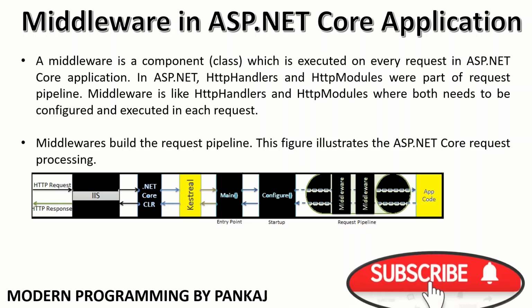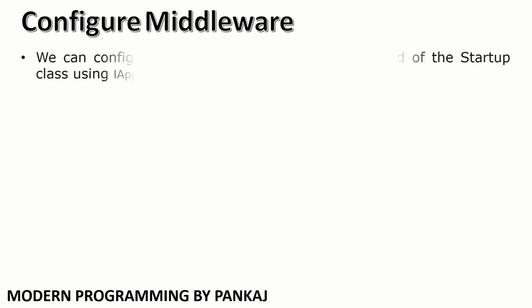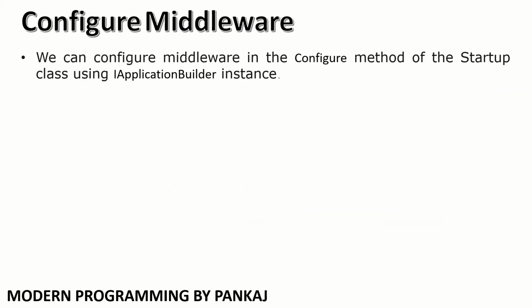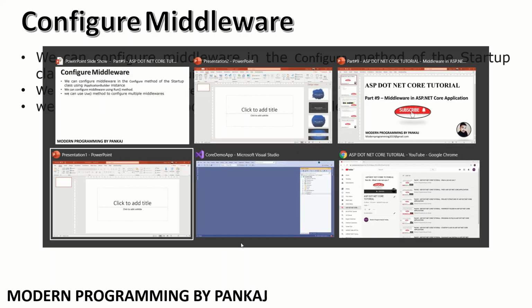Now if you want to configure middleware in your application, how can you do that? We can configure middleware in the configure method of the startup class using the IApplicationBuilder instance. We can use the run method to configure middleware. Suppose you want to have multiple middlewares, you can use another method to configure them. So let's flip to Visual Studio and see how we can configure middleware in your project.